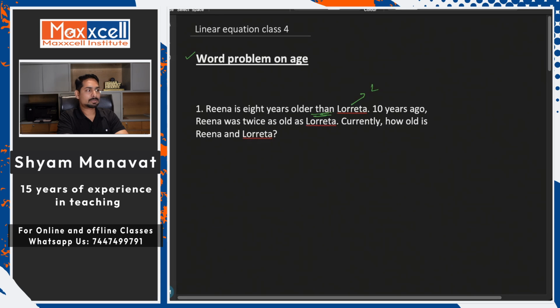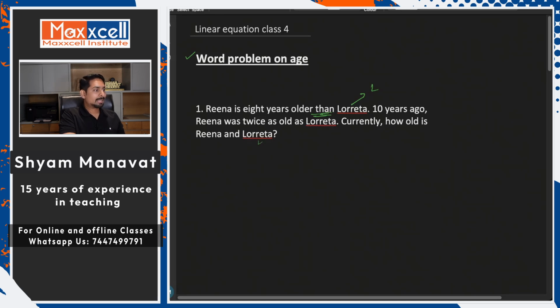Rina is 8 years older than Loretta. 10 years ago, you go back in time, 10 years ago, Rina was twice as old as Loretta. When you go 10 years back in time, you have to count for Loretta also 10 years back and for Rina also 10 years back. Currently, how old is Rina and Loretta? That's what we need to find.